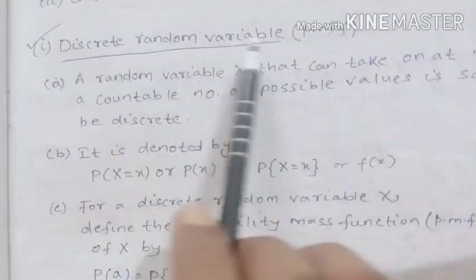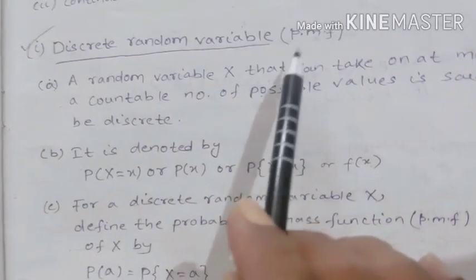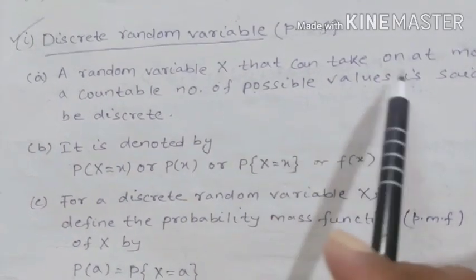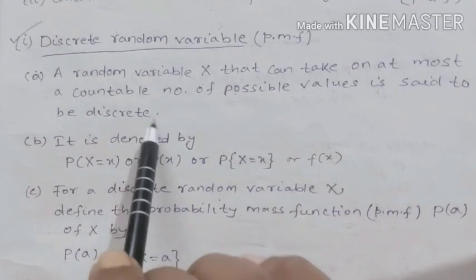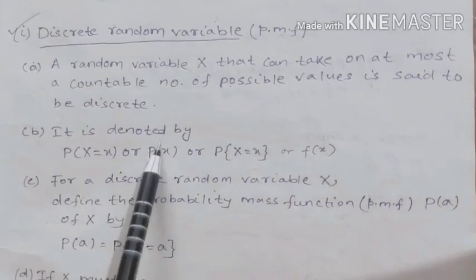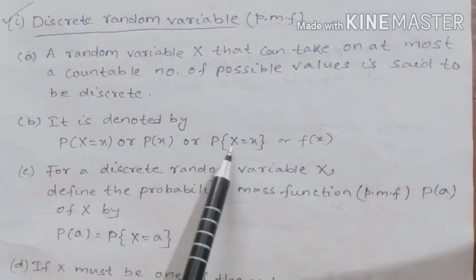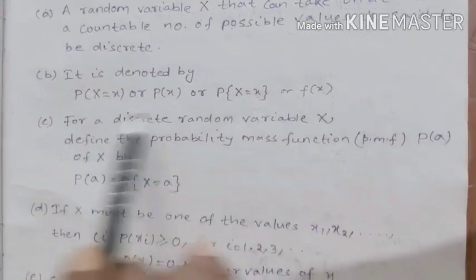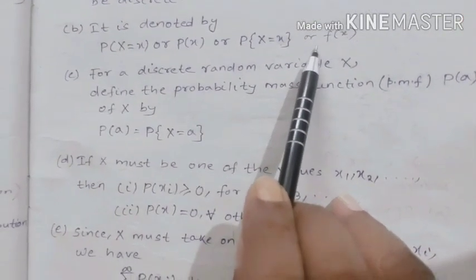Discrete random variable means you have to find out the probability mass function. A random variable X that can take on at most a countable number of possible values is said to be discrete. It is denoted by P of X equals x, or p of x, or f of x. Very simple notation. And you have to remember always these symbols, then you will succeed.